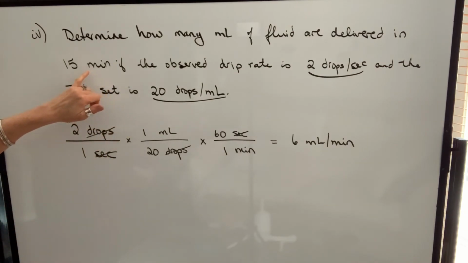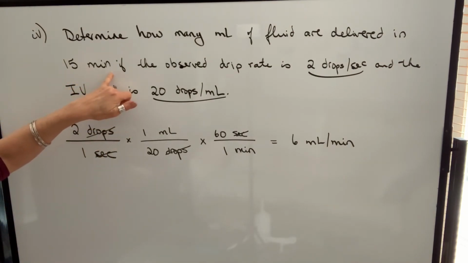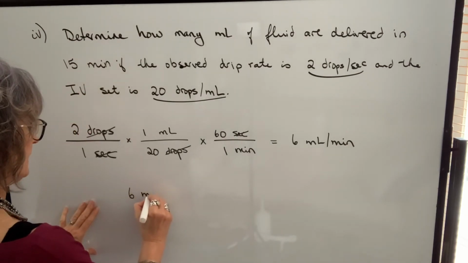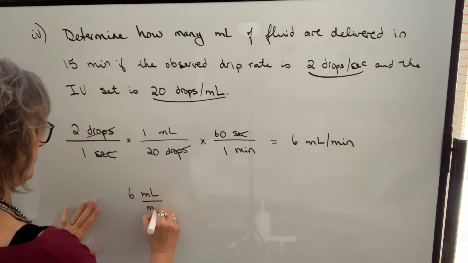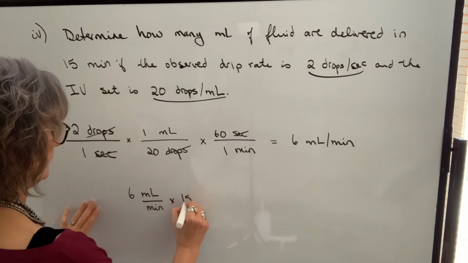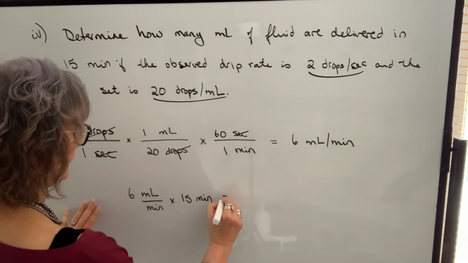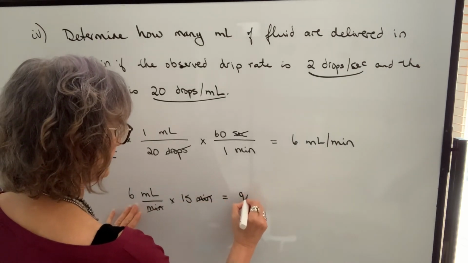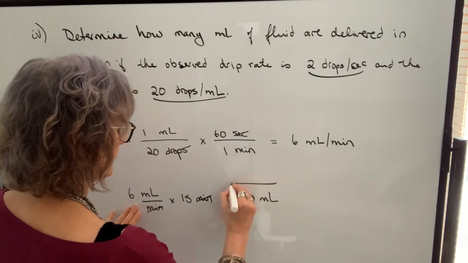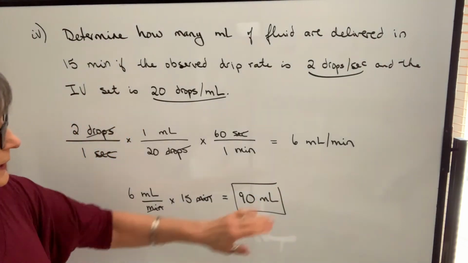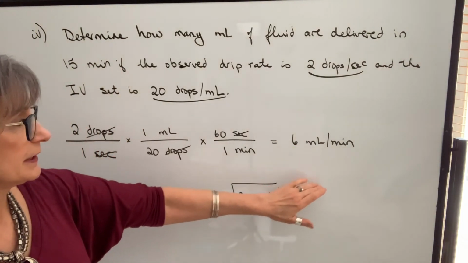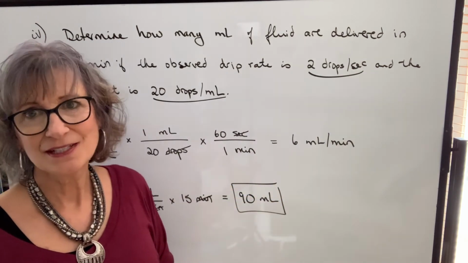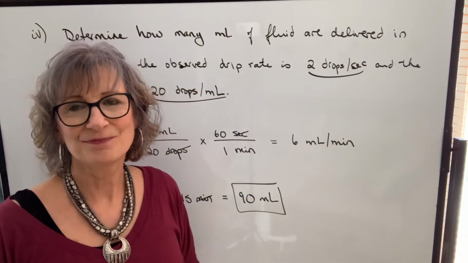Then I want to know what amount of fluid is delivered in 15 minutes. Again, two ways I can do that. I can express the rate and multiply by the time. Minutes will cancel, and 6 times 15 gives me 90 milliliters. Or you can use a proportion. 6 milliliters in 1 minute equals X milliliters in 15 minutes. It's up to you what you prefer.